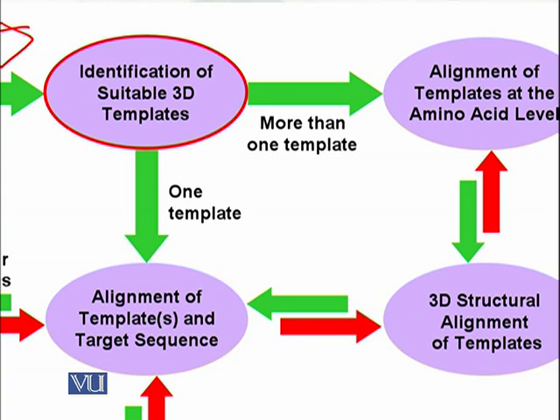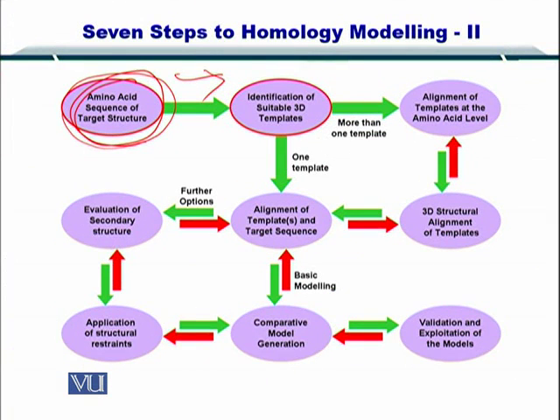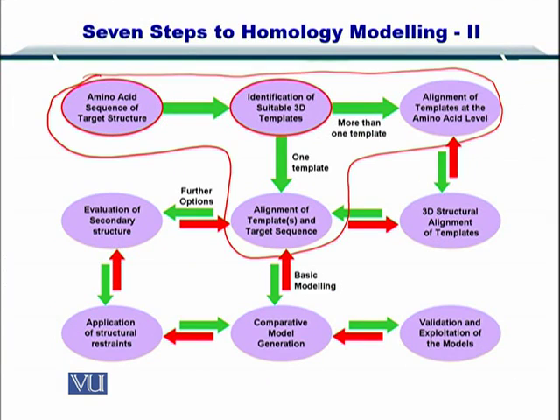Now, if you found more than one template, then of course you have to perform alignments multiple times, that is the multiple sequence alignment. While if you found one template, all you have to do is align the template and the target sequence. So essentially, the first step of homology modeling encompasses these 4 steps.